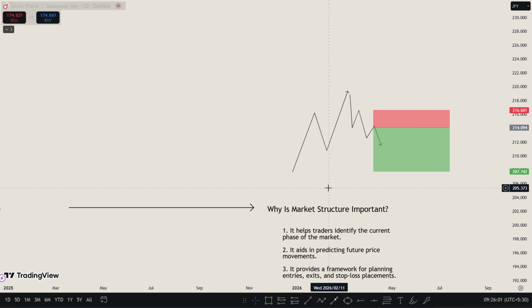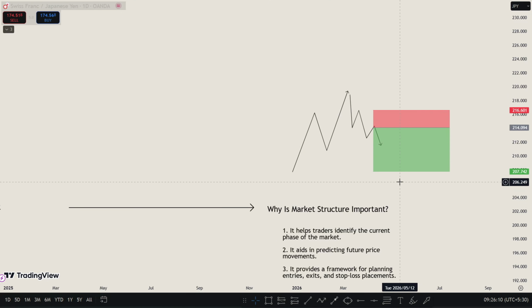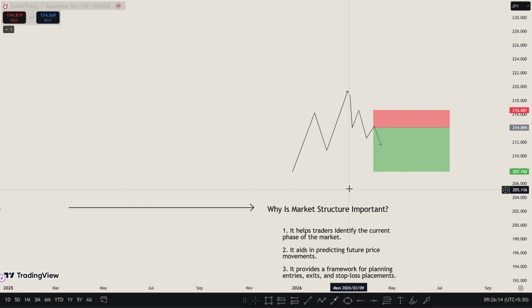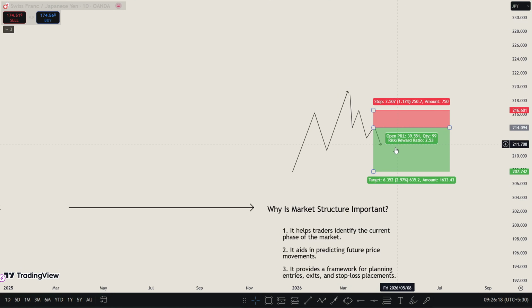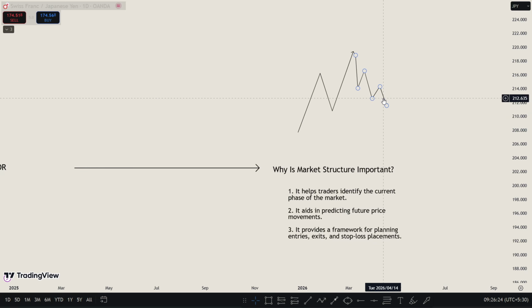Many traders make an entry and put the stop loss also, but they fail to put their take profit in a proper zone in which they can either exit the trade or move the stop loss to break even. So this is a must. You need to understand what market structure is. This is very important. So this was the second point.